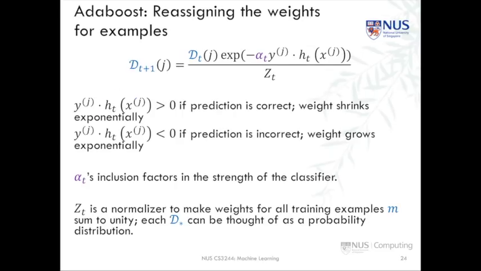So we've written it out for you on this slide, where we see that the alpha t inclusion factors in the strength of the overall classifier over all of the examples. We didn't mention anything about z of t, just a normalization which aggregates all of the weights of all of the training examples to sum to unity, so that we have a probability distribution over all of the individual instances in our training data set.